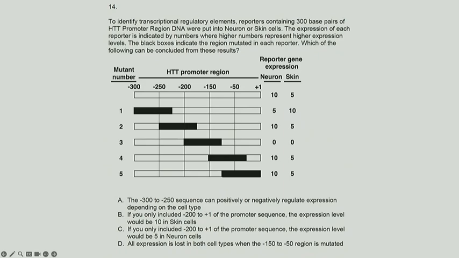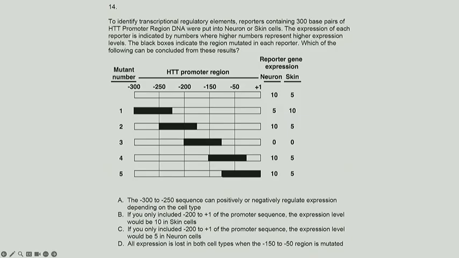So stepping through the answers, the -350 to -200 region, so just the region that is mutagenized in 1 that doesn't overlap with 2, right? So that region can positively or negatively regulate expression depending on the cell type. Yes, that's just what we walked through, right? So that's what's happening there. If you only included the -200 to the +1 of the promoter sequence, the expression level would be 10 in skin cells. What would happen if I deleted everything upstream of the -200?